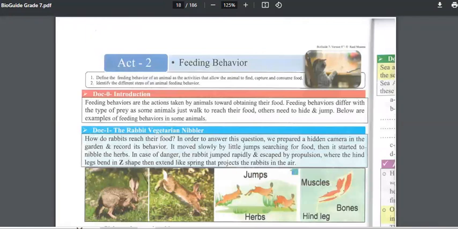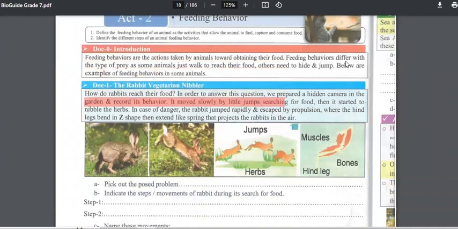Now, what is a feeding behavior? We defined it as the actions taken by an animal toward obtaining their food. So, feeding behaviors are the actions that an animal takes to obtain its food. And these feeding behaviors differ from one animal to another.